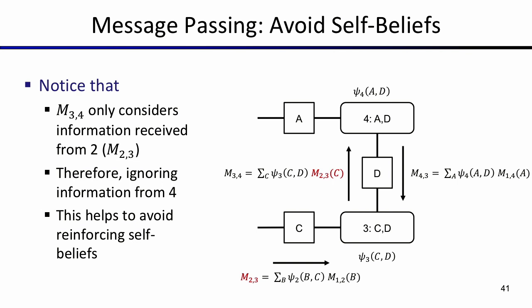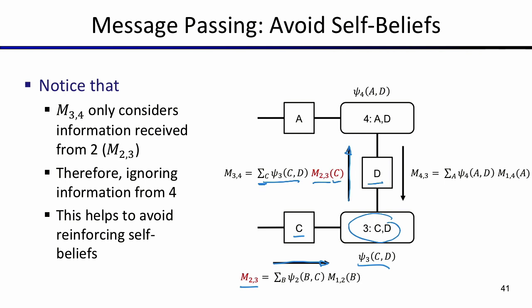Okay, I know that we have discussed this before several times in different contexts, but again, we should avoid self-beliefs. So when I compute this message here, I'm going to take the message that I got from this guy here, message 2, 3, over the separator C. That's great. I'm going to multiply by the factor that I have here, and I'm going to eliminate the variable C because this message is over D, and that is what I sent.